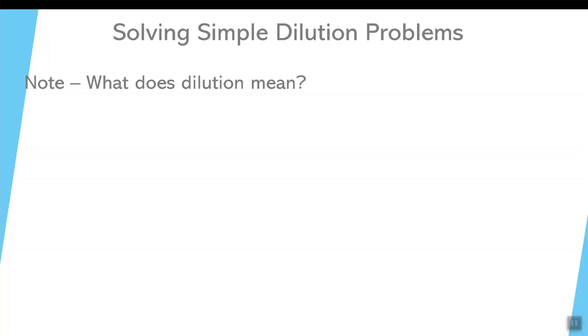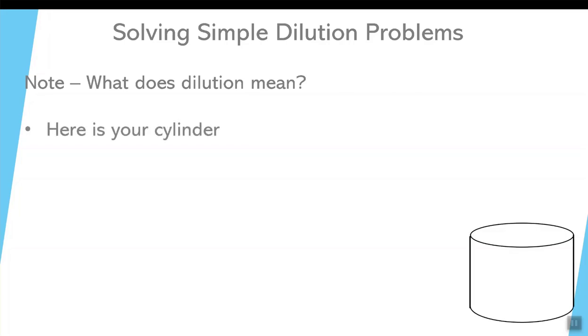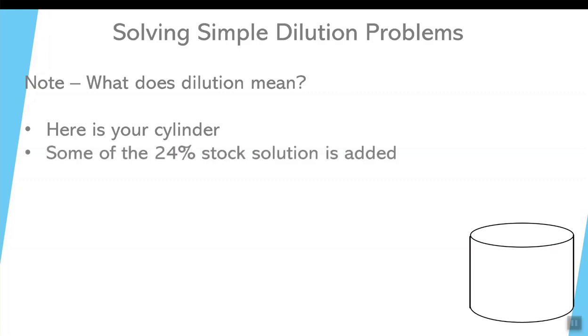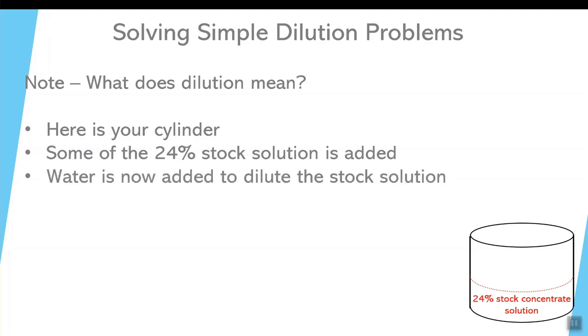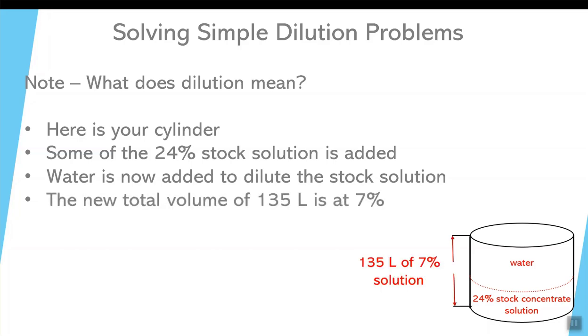Now, when we talk about dilution, what does that actually mean? So if you start off with a cylinder or a container, it doesn't matter, a measurable container. In this particular container, you add a given amount of stock solution, and that's what we're trying to find. How many liters of this are you going to need? Now, we don't know how much water you're going to add to it, but you're going to have to add some because you're diluting the 24% solution. At the end, when you are done, you're going to need 135 liters of 7% solution.